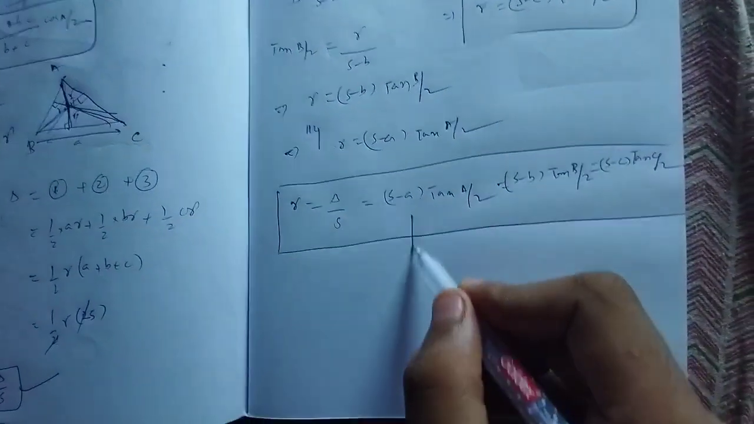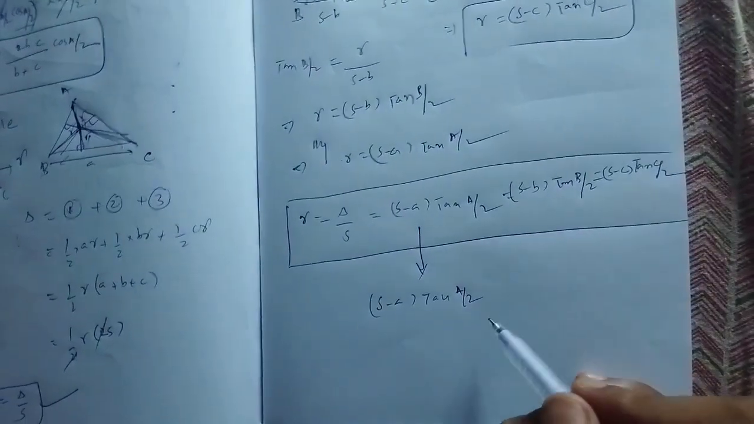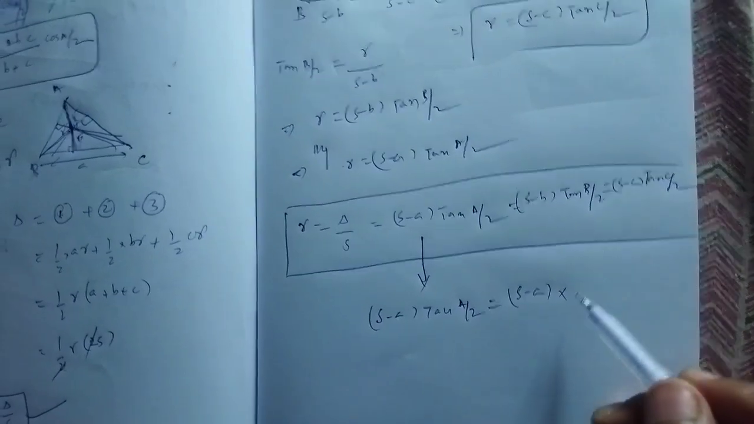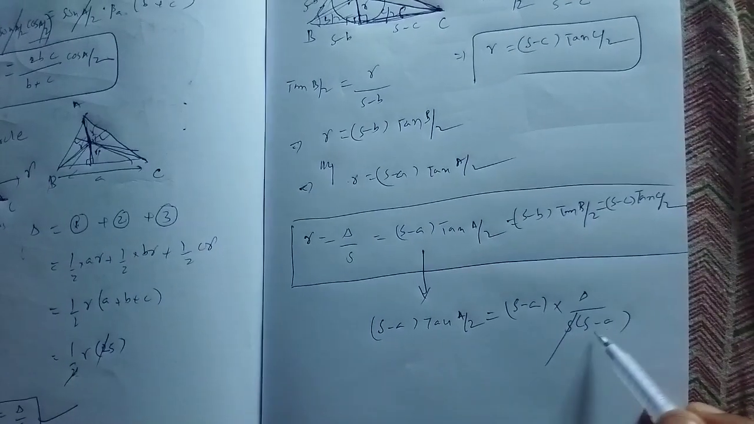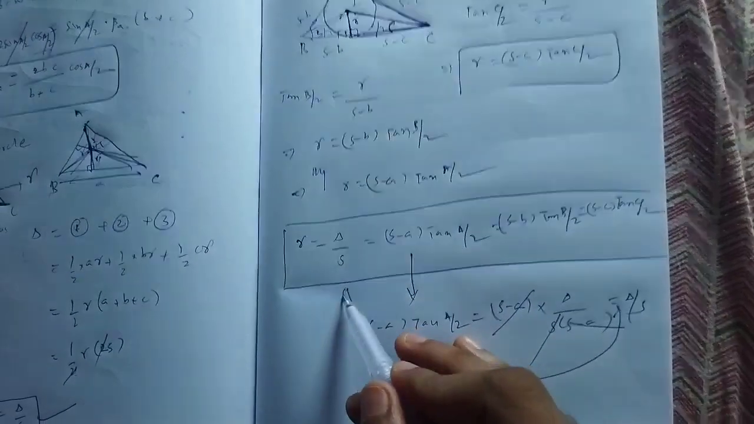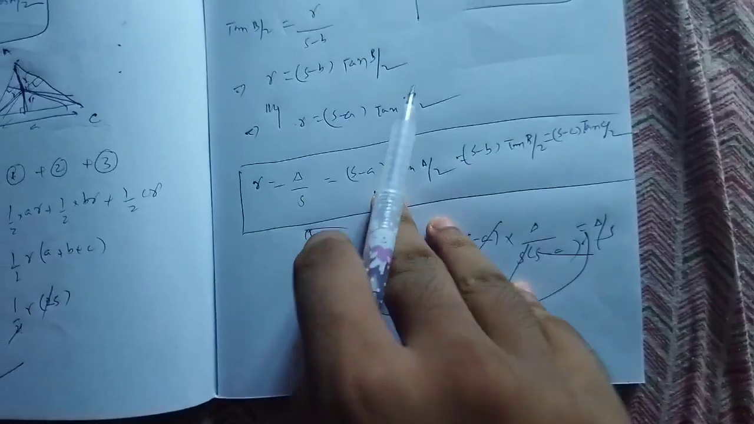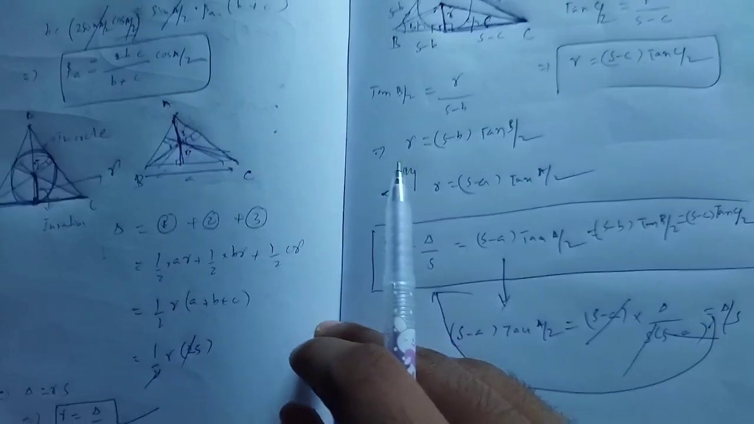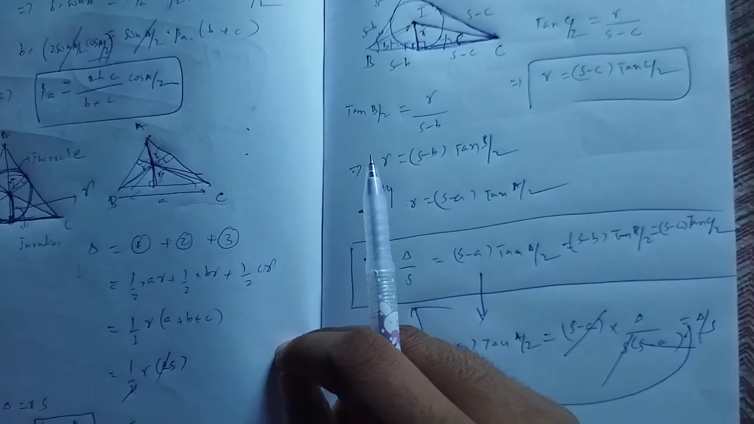You can also check mathematically. (s minus a) tan A by 2 is equal to (s minus a) into tan A by 2. From half angle formulas, we know that tan A by 2 is delta by s into (s minus a). So this and this will be cancelled. It will be equal to delta by s, right? So these are all the formulas related to incircle, incenter and inradius.